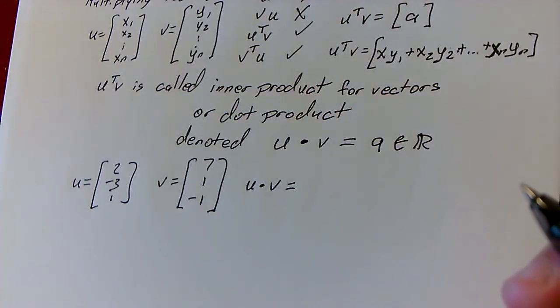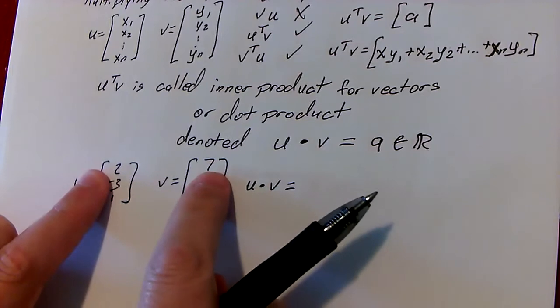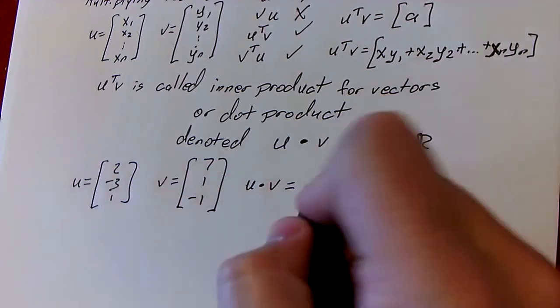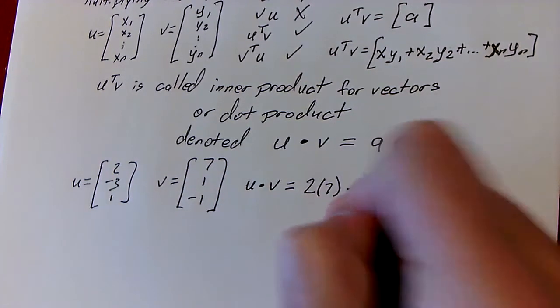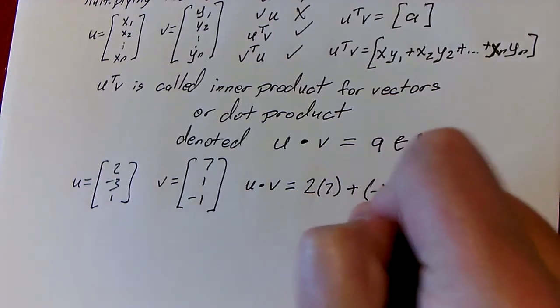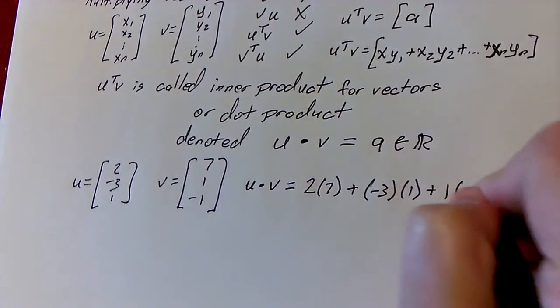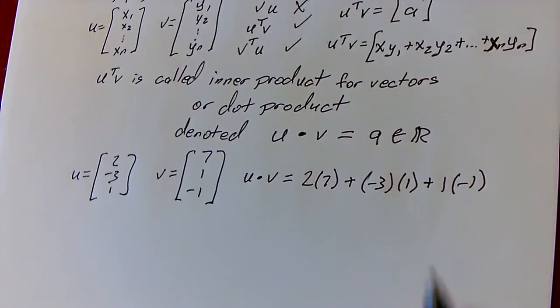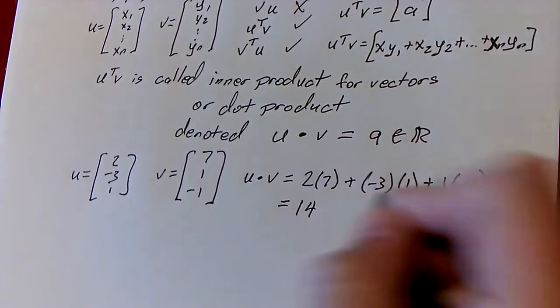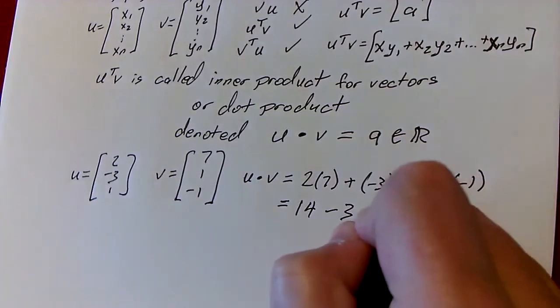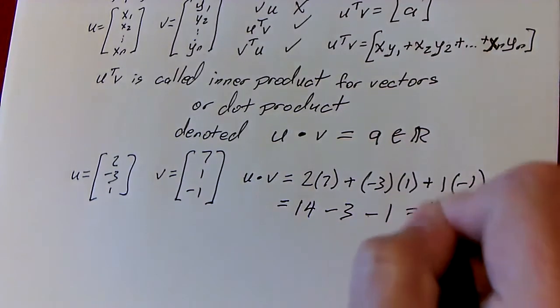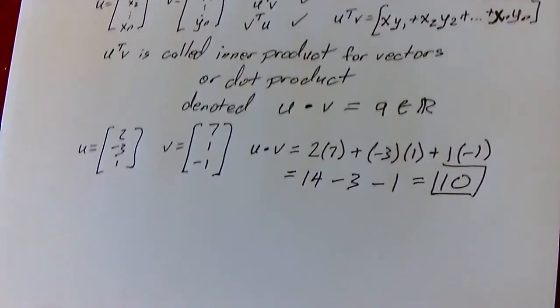Okay, so I'm going to do u dot v here. So I'm doing, match up the pairs. 2 times 7 plus the second one is going to be -3 times 1. The third one is going to be 1 and -1. Okay, add those together. So I've got 14 minus 3 minus 1. I get 10 for that dot product u dot v. Okay.